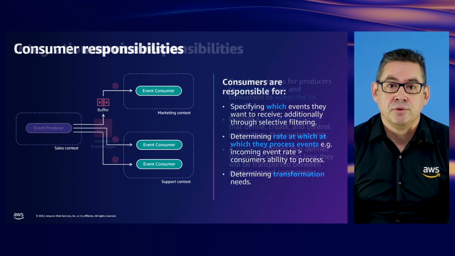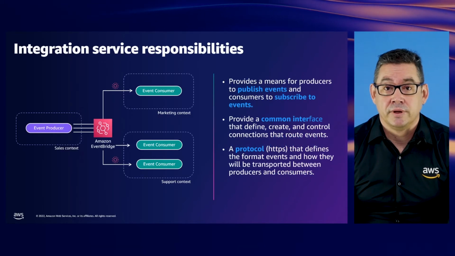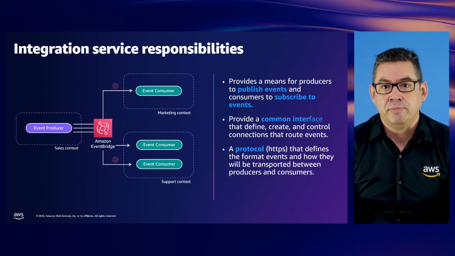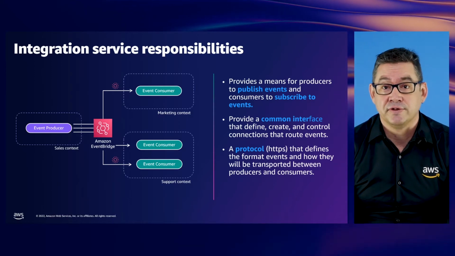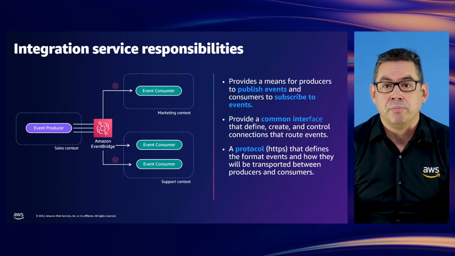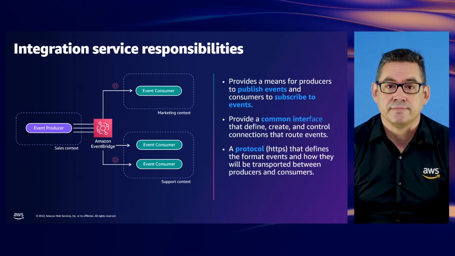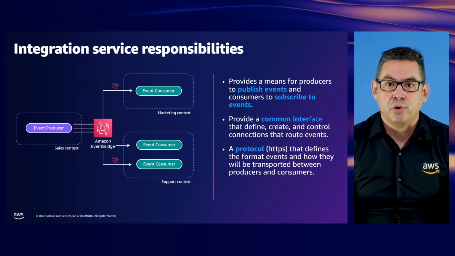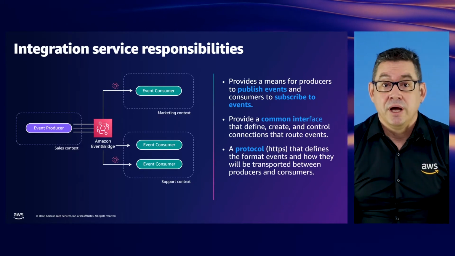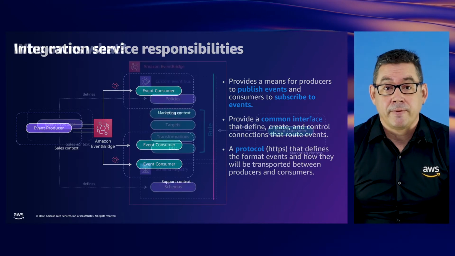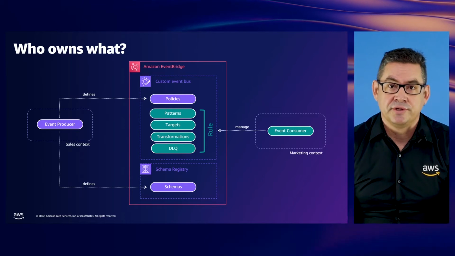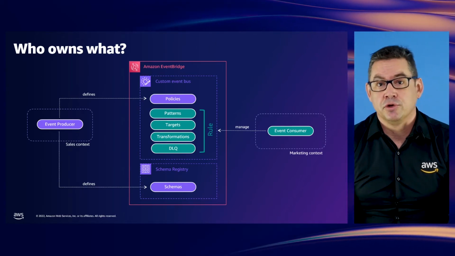Which brings us to EventBridge's responsibilities. Among the many features it has, fundamentally it provides a common set of APIs that allows you to manage service features, as well as securely publishing and subscribing to events. And like all AWS services, it does so over a non-proprietary protocol, namely HTTPS. So how do we map the responsibilities of producers and consumers to the EventBridge service capabilities?